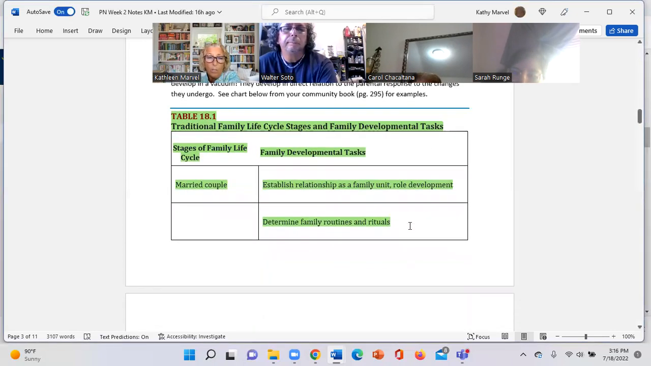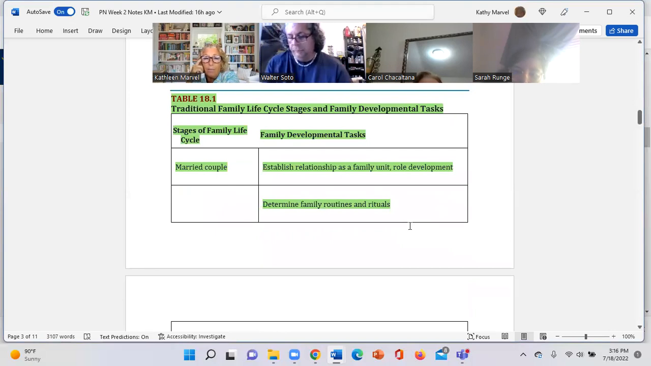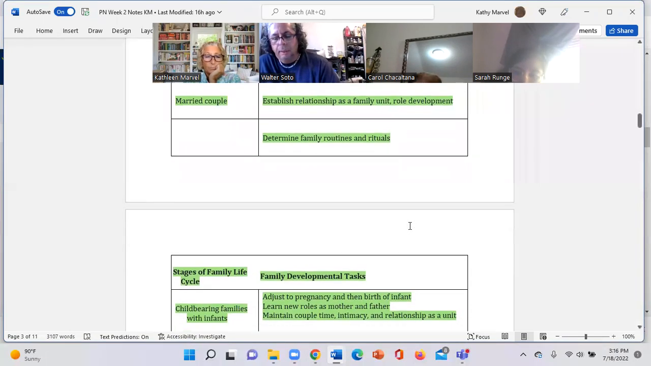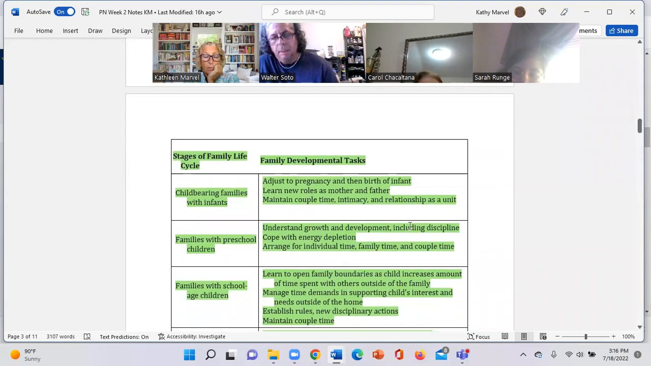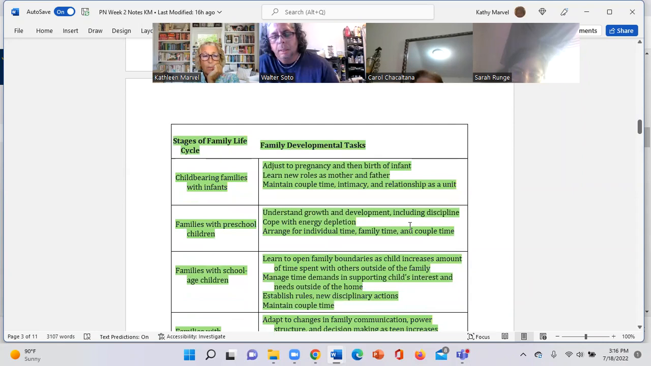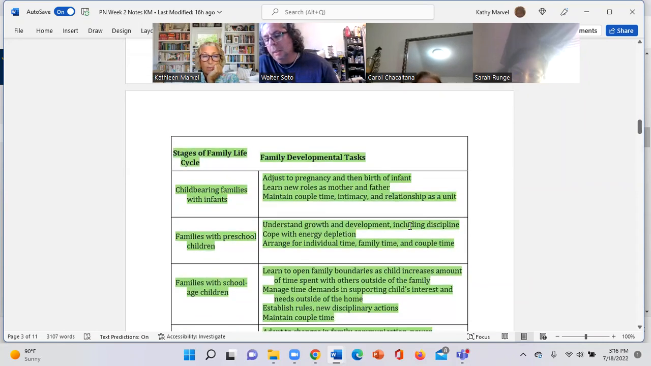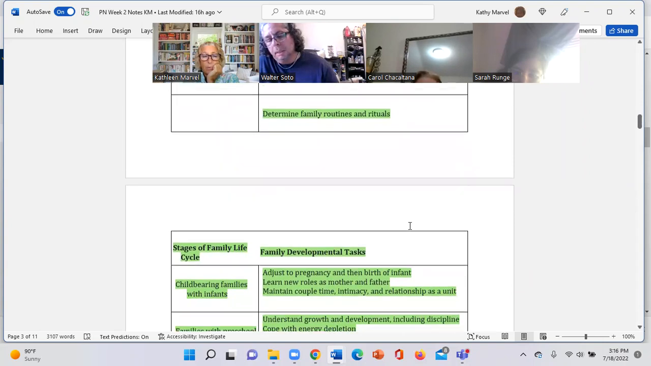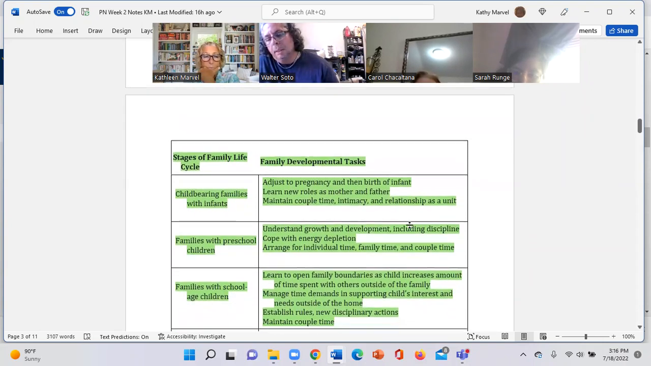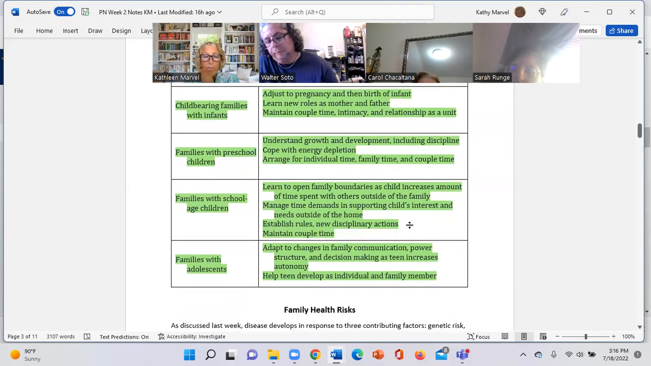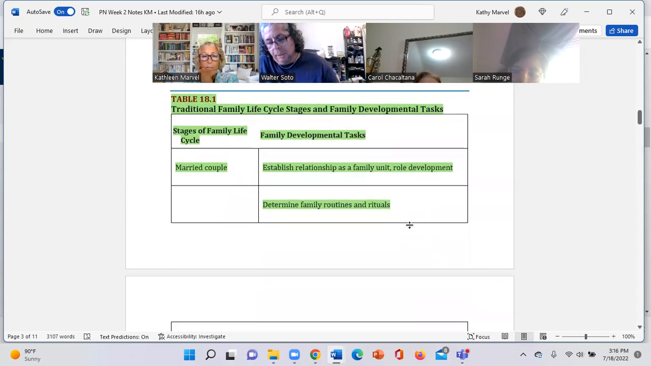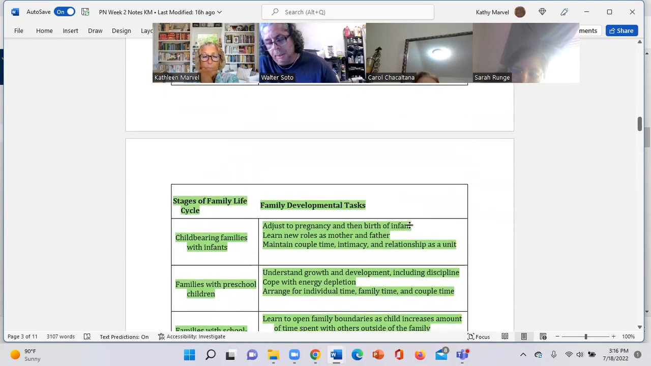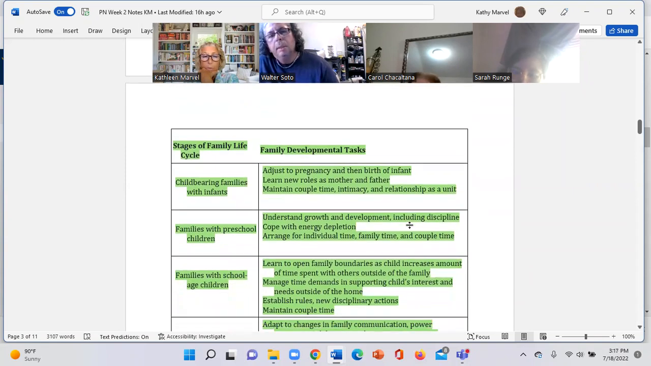And then table 18.1, you can read through. It's traditional family life cycle stages and family development. It starts with the married couple. Then childbearing families with infants. Then they have preschool kids, then school age kids, and then adolescents. This is highlighted. You need to know these. So have a look at that.